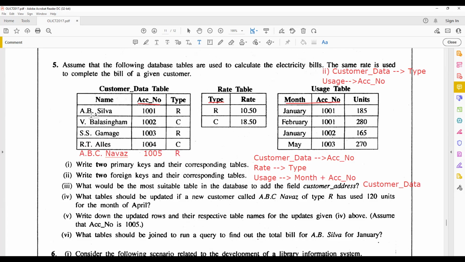Then the number of units you have to place here. We know that is for April. And the account number we know is 1005. Number of units we know is 120. So that means we need to update two tables, isn't it? What tables? We can say customer data and usage, isn't it? That's all. If you mistakenly say 3 tables, you don't get any marks.